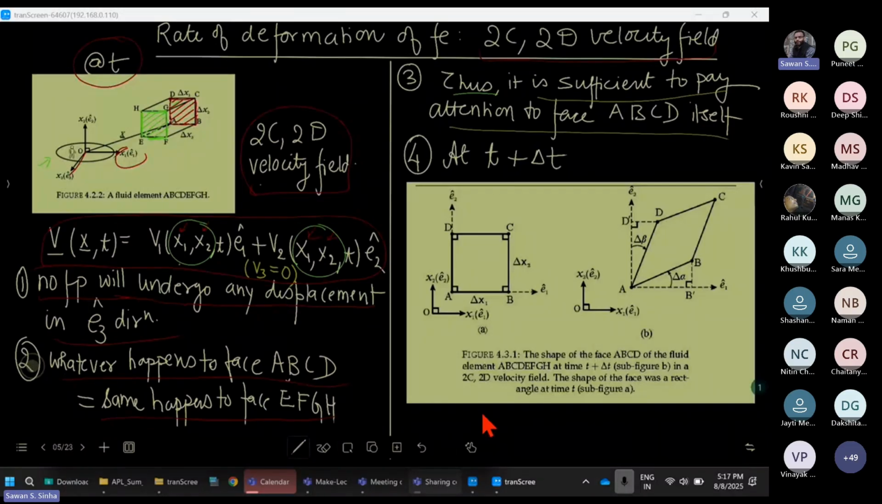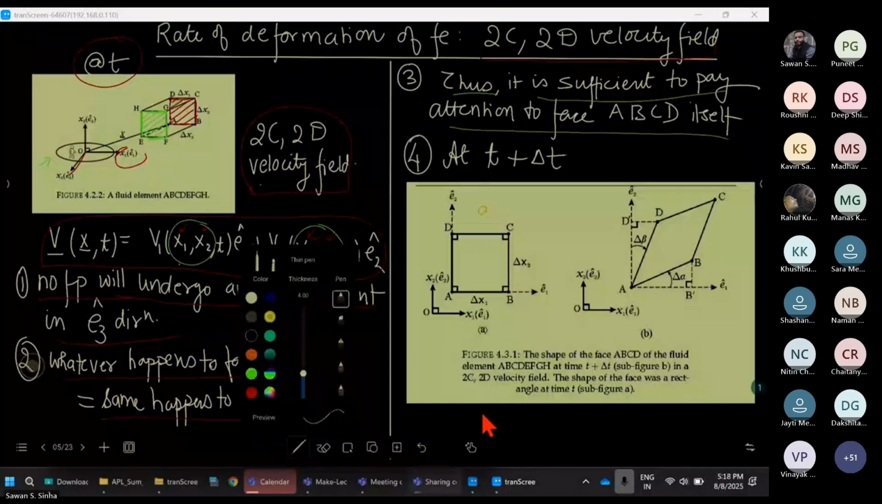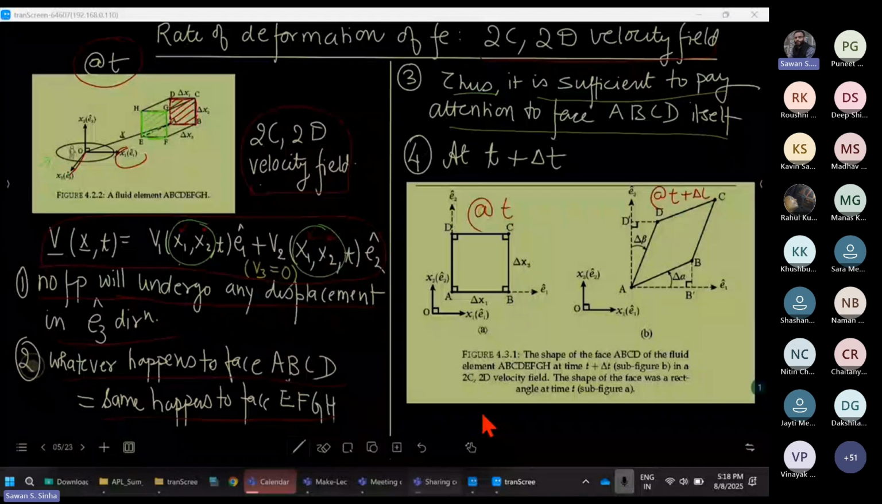Whatever rate of deformation happens to the phase ABCD, that will describe everything. No need to look at the full volume right now. Only one phase will be enough. All right. Now focusing on that phase, I am drawing these two diagrams. So I am taking a break from the three-dimensionality of the problem and focusing only on this phase.